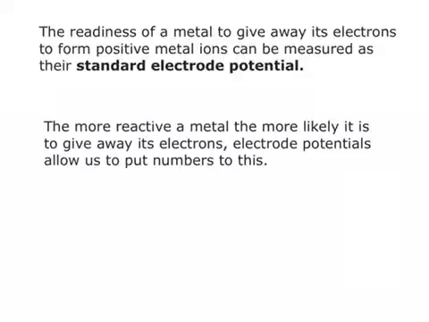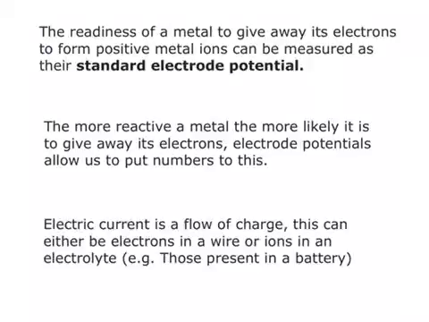So my final question on the displacement reaction: why could this be detected as an electrical current? Electrical current is a flow of charge. This can either be electrons in a wire or ions in an electrolyte, e.g. those present in a battery. So what we have here is moving ions and a transfer of electrons. So we have moving charge.